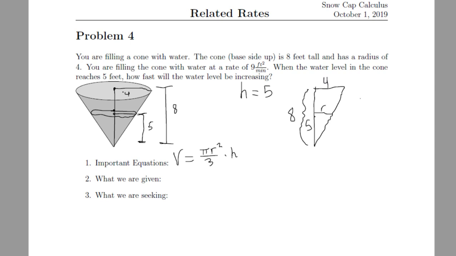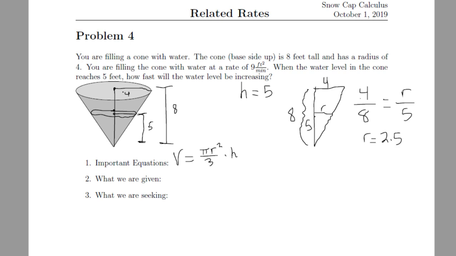So we're going to just use proportions to figure out that missing radius, which is to say that 4 over 8 equals R over 5. So we see very obviously that the left-hand side of this is equal to 1/2. So half of 5 is 2.5. So we say that R is 2.5.